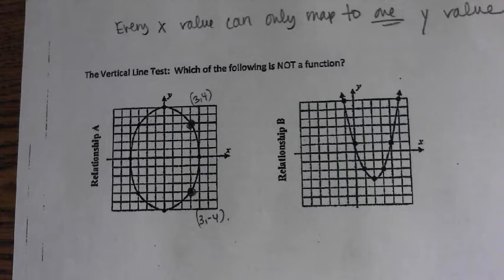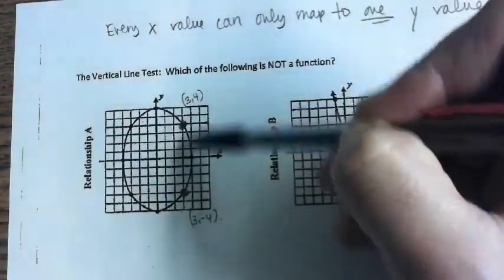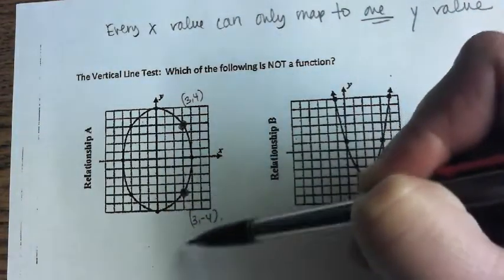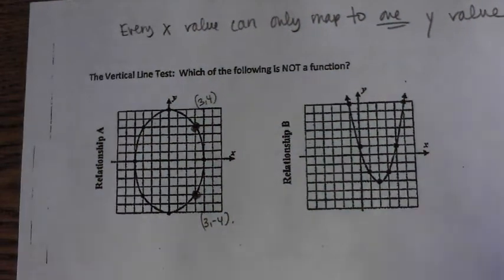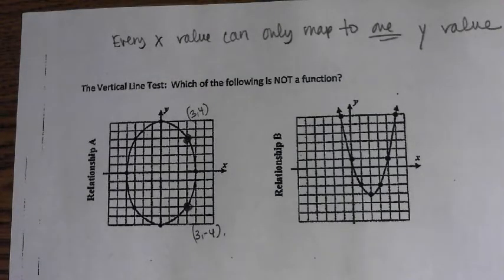So that's where the vertical line visual test comes in, because if you draw a vertical line, which in this case is through x equals 3, if it ever hits twice, you've broken that rule. Your x coordinate of 3 is actually being mapped to multiple y values, which cannot happen.